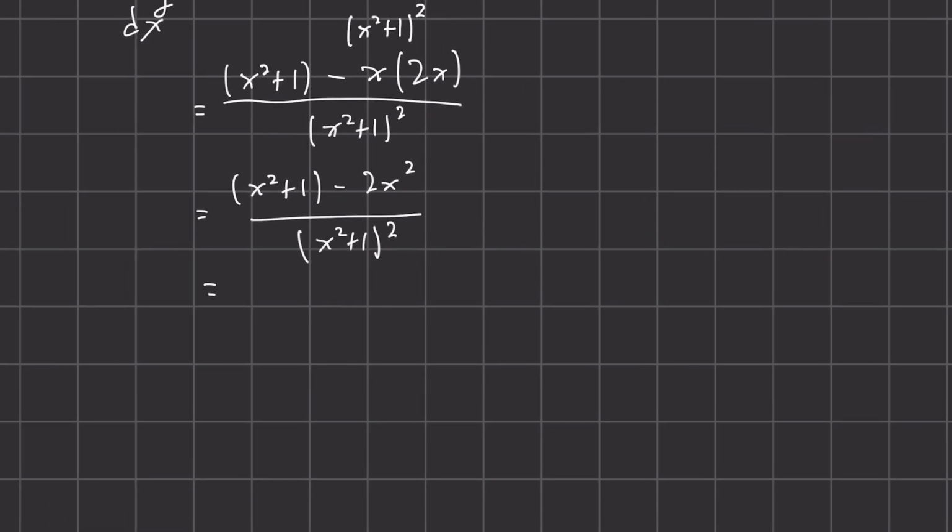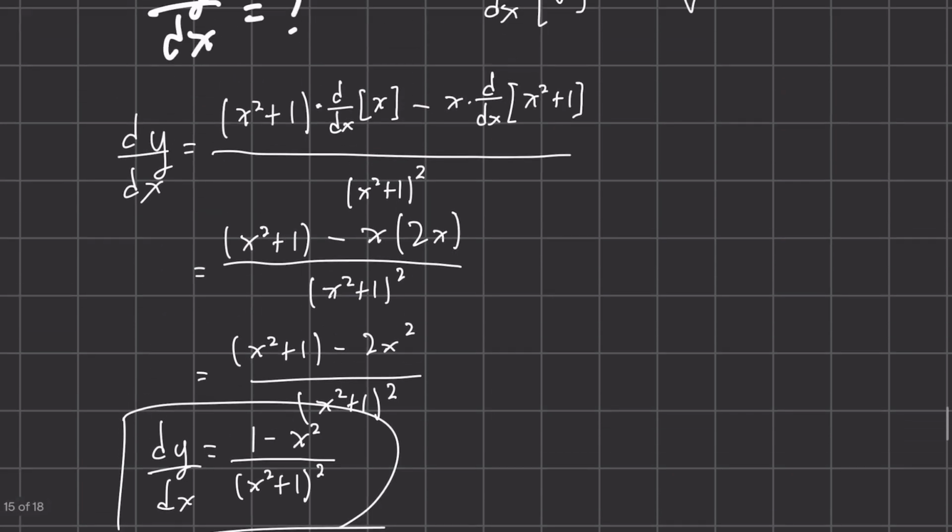And we can simply just simplify the top part. It's going to be 1 minus x squared. And it's going to be all that over x squared plus 1 squared. And that right there would be your full solution.